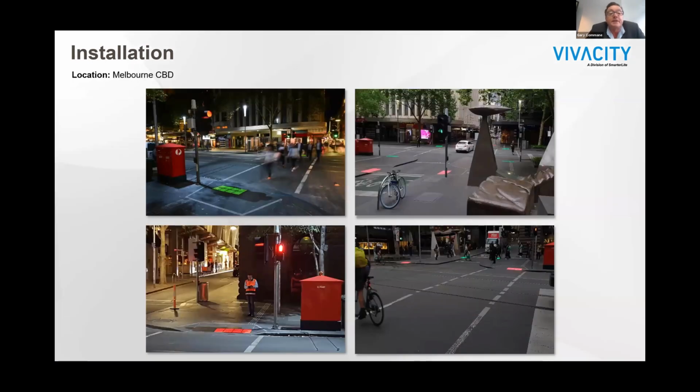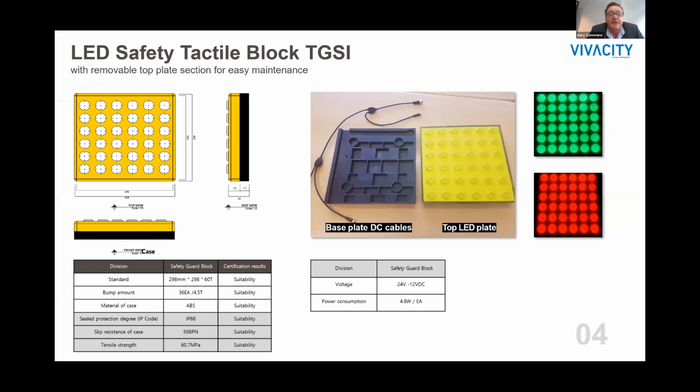So what is, again, a tactile block? It's basically the exact same as a standard TGSI. It has the exact same dimensions as the TGSI, which is 298 by 298. It has the exact same number of bumps as the TGSI, which is 36. The height and the circumference of the bumps are the exact same as the standard TGSI. So it is a TGSI, but with our added technology inside it.